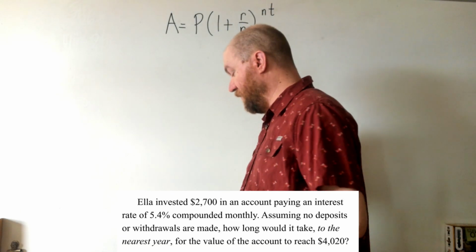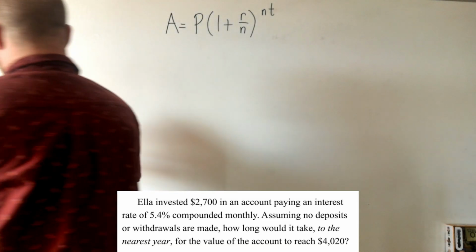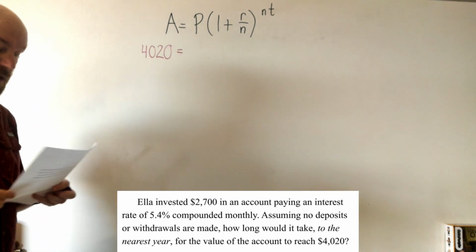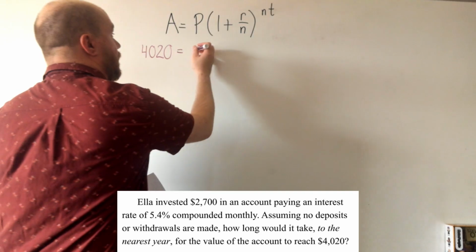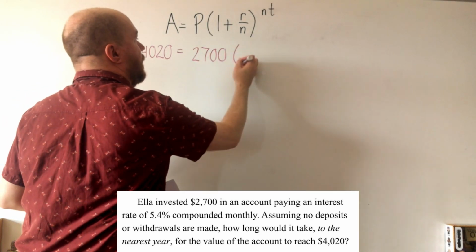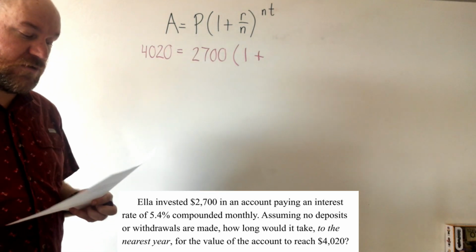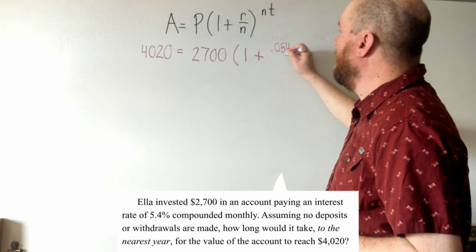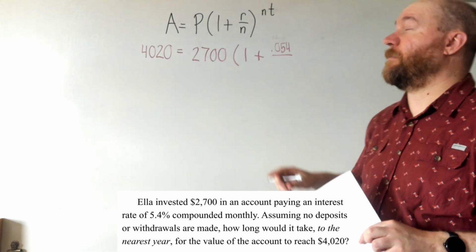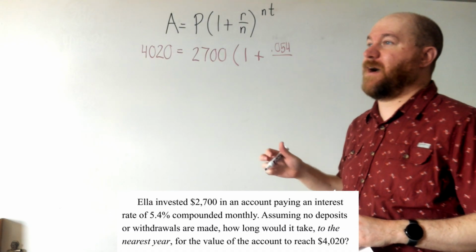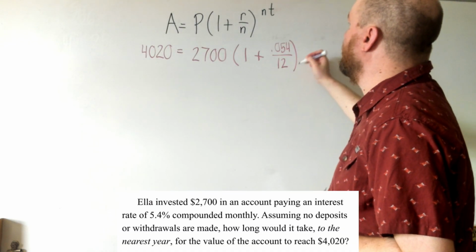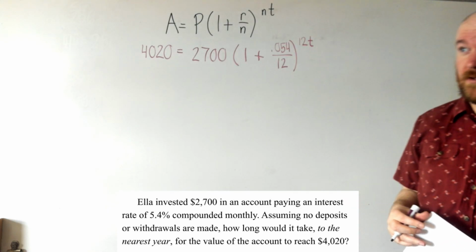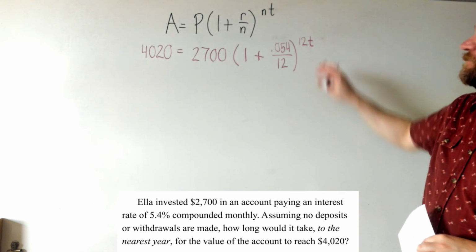So let's put in all the values we know. The ending value is 4,020. So that's going to be our A. P is our starting value. So that's going to be 2,700. R is our rate. We do know our rate, but we need it as a decimal. So 0.054. This is being compounded monthly. Remember, n is how many times in a year are we compounding? So n is going to be 12, and then n is also up here, and we don't know t. That's what we're solving for here. So we're going to leave it as t.